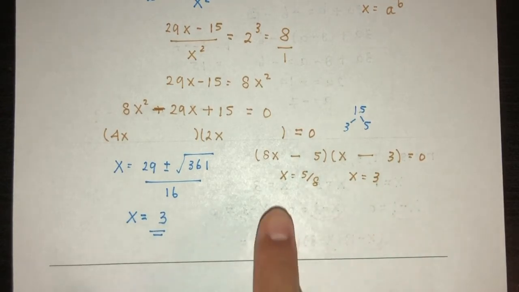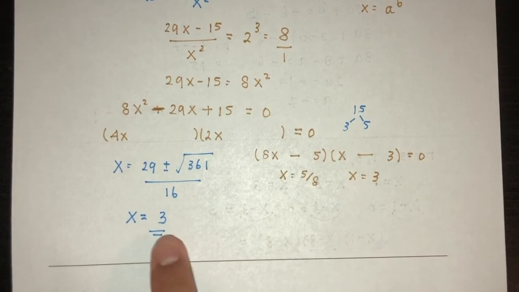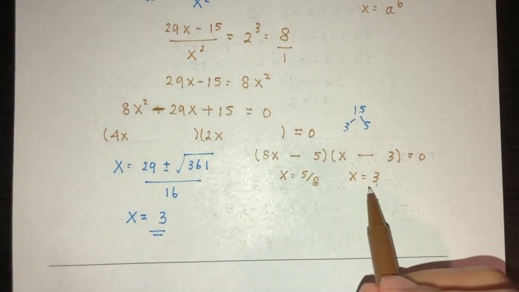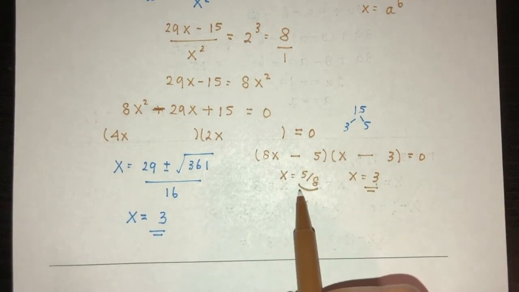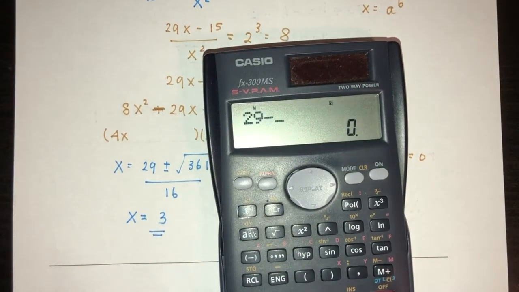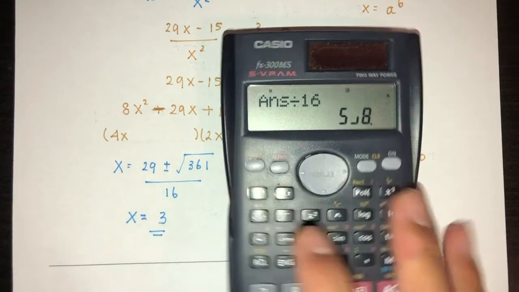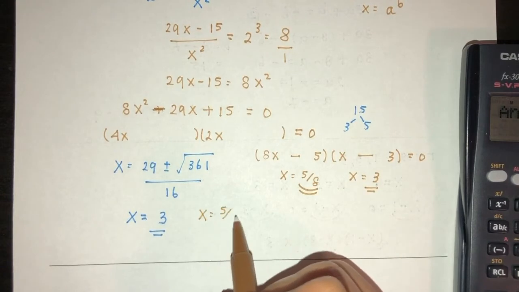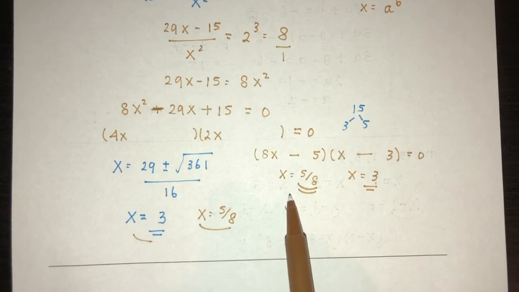But as you can see, if you don't know how to factorize or can't find the factorization, you can always go back to your formula, and you will find your answer as 3. This is the right answer because it is a positive value. So let's find the other value: 29 minus root of 361 divided by 16. It is also a positive value. So x can also be 5 over 8. So we have two values of x, this and this.